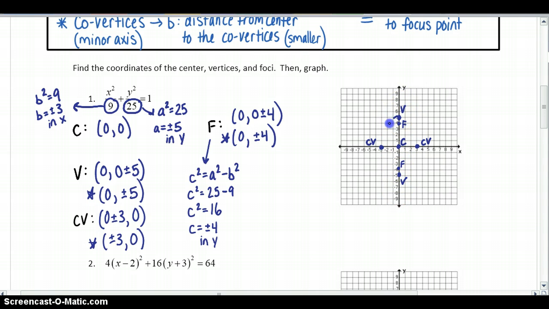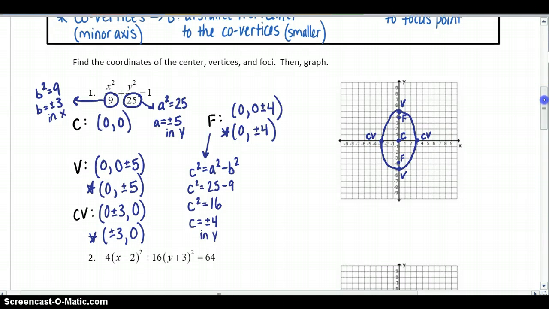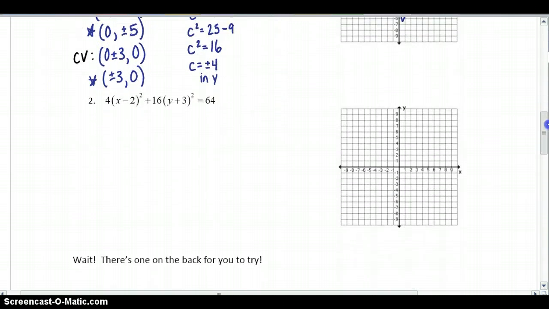Alright, my ellipse is formed from connecting the vertices with the co-vertices. So there's my ellipse. Alright, if you had any questions on that example, make sure you go back and take a look at it again. Otherwise, I'm going to move on to number 2.